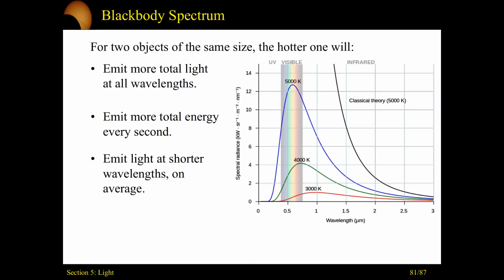A property that's going to come up later for us near the end of the semester when we talk about stars: if we have two black bodies, two objects of the same size, the hotter one is going to be emitting more light. It's going to be more luminous. Because it's more luminous, that means it's radiating more energy away. And it's going to emit light at shorter and shorter wavelengths. The hotter it is, the shorter the wavelength of light it's radiating away.